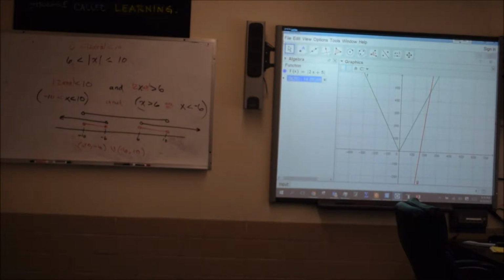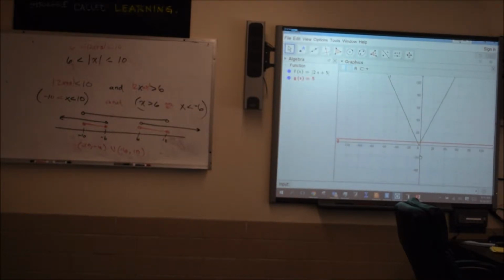Because if it's not an expression, if it's just like 5, you're going to have a horizontal line, right? And you're going to get that V to intersect 2 times, okay? If it's 9.6, you're going to get that V to intersect 2 times. So no matter where that horizontal line is, you're going to get 2 intersections. Unless it's down here, and obviously we get none.